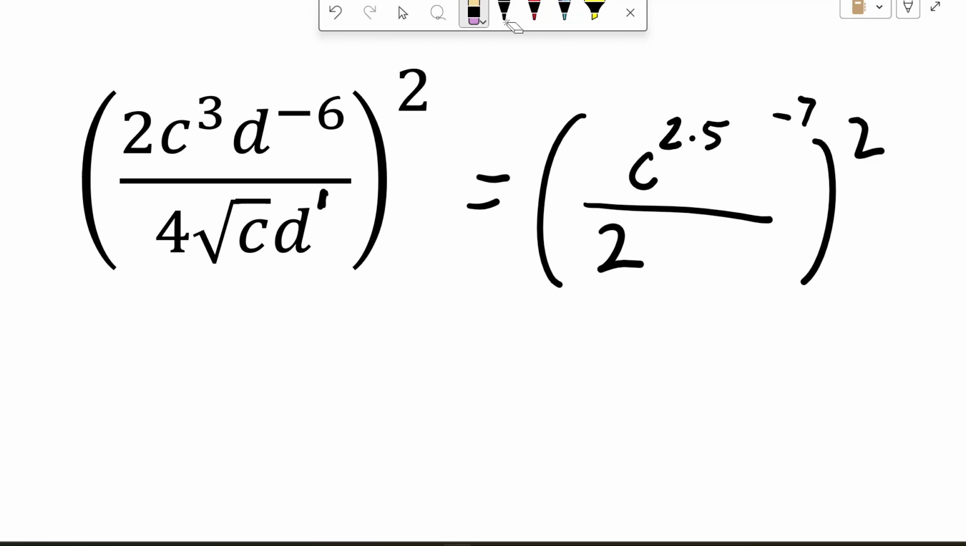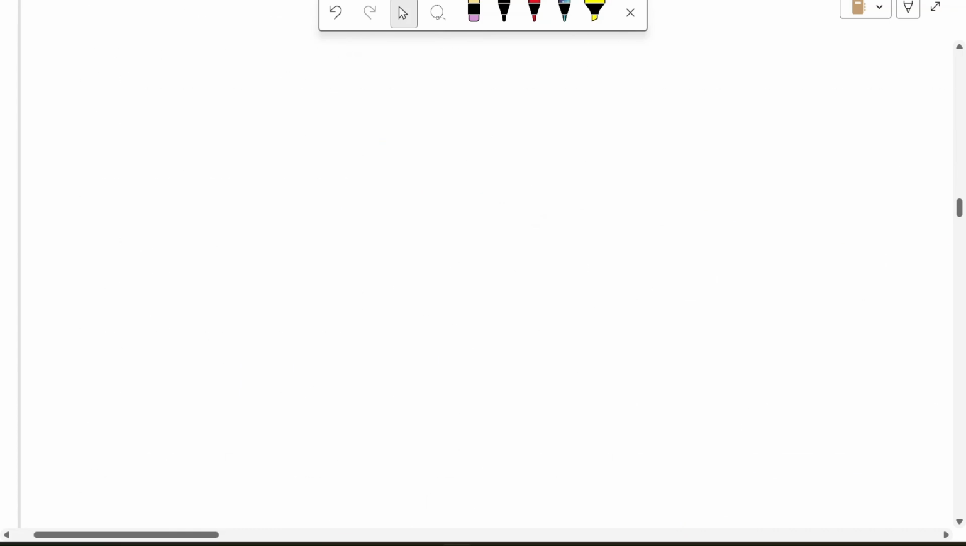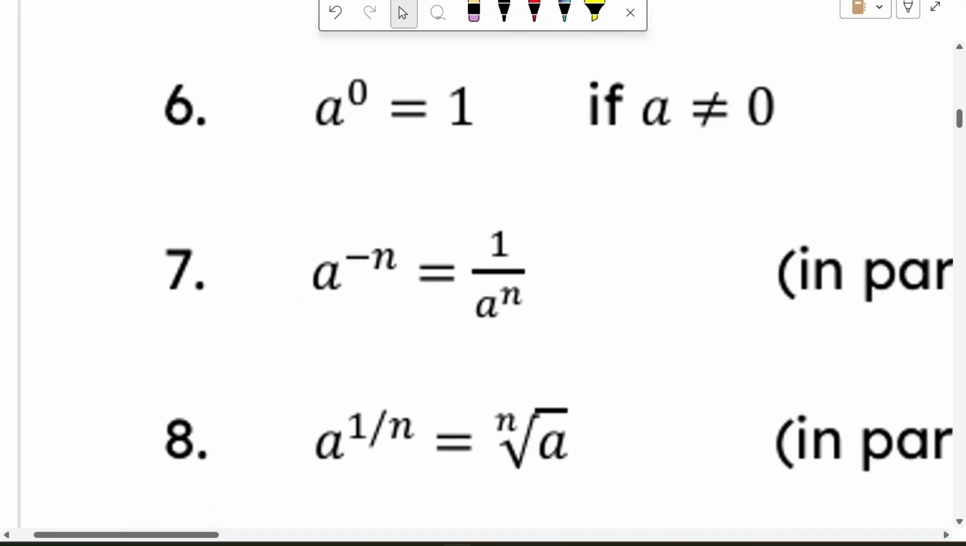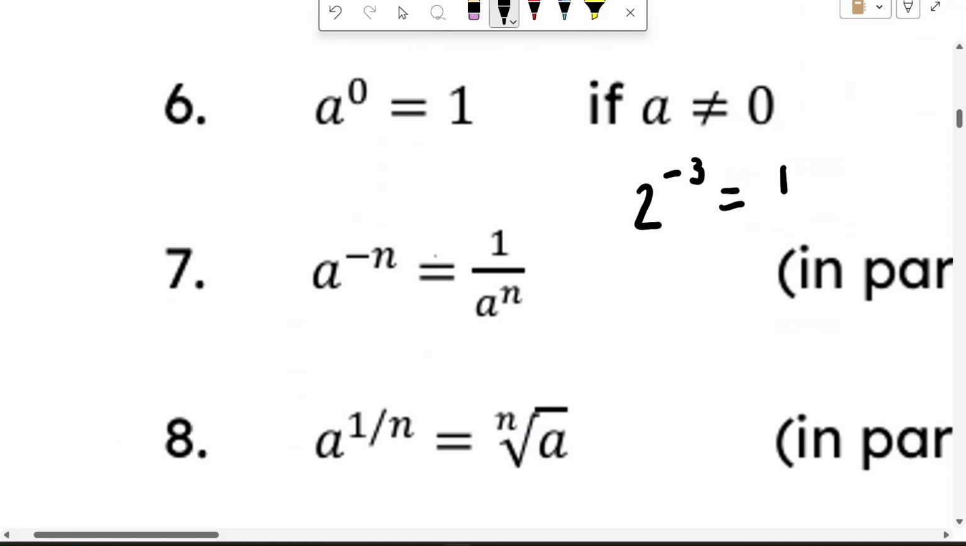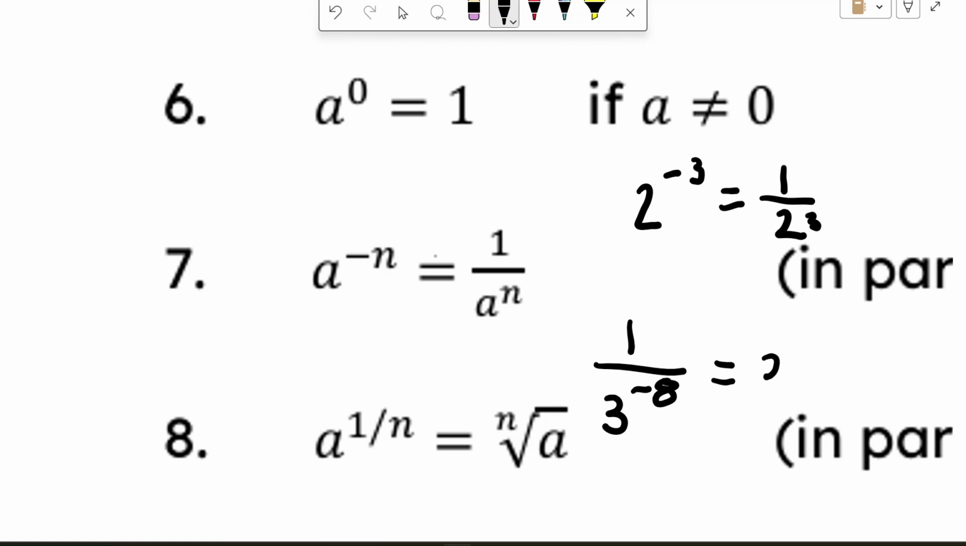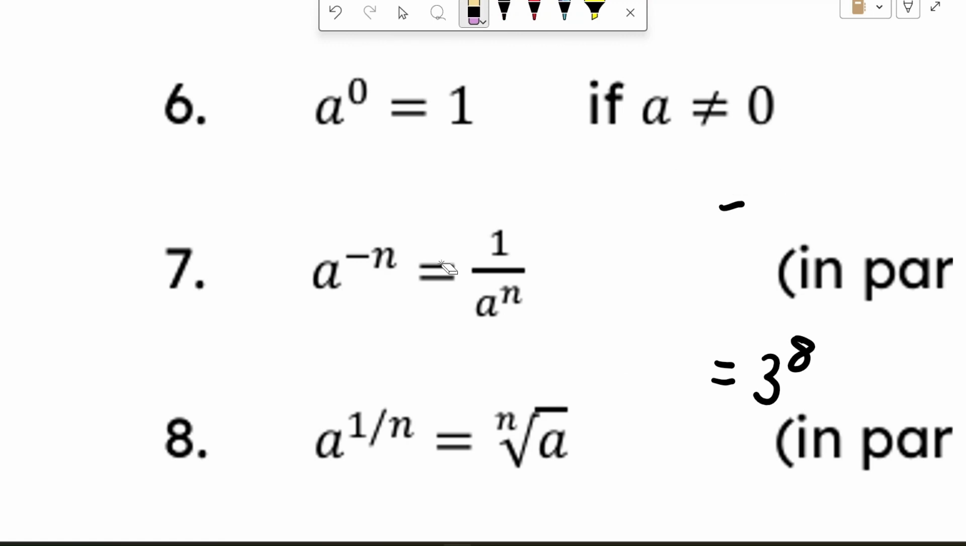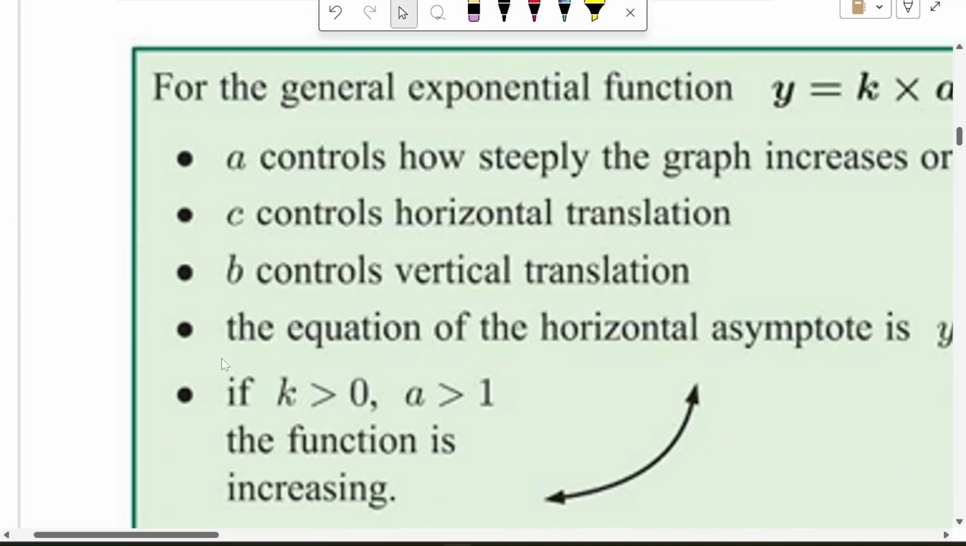But rather than writing d to the minus 7 up there, I'm just going to write it on the bottom there as positive 7. So that would be me using index law number 7 here. Basically, if I have something like 2 to the minus 3, that would be 1 over 2 cubed there. I can flip it onto the bottom. But if I had something like 1 over 3 to the minus 8, I can move that back up to the top, and it will become 3 to the 8 up the top. So pretty much a negative sign means that you can move it up or down on a fraction and then make that negative positive again.